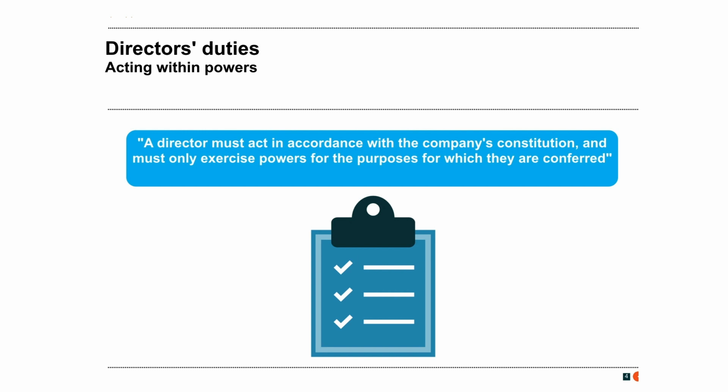To take an example, a board which issues shares to a friendly third party in advance of a shareholder meeting to influence the outcome of that meeting would be in breach of this duty, because the power to issue further shares is granted to the directors to enable them to raise capital for their business and not to influence the outcome of a shareholder vote. In these circumstances, the vote could be set aside.